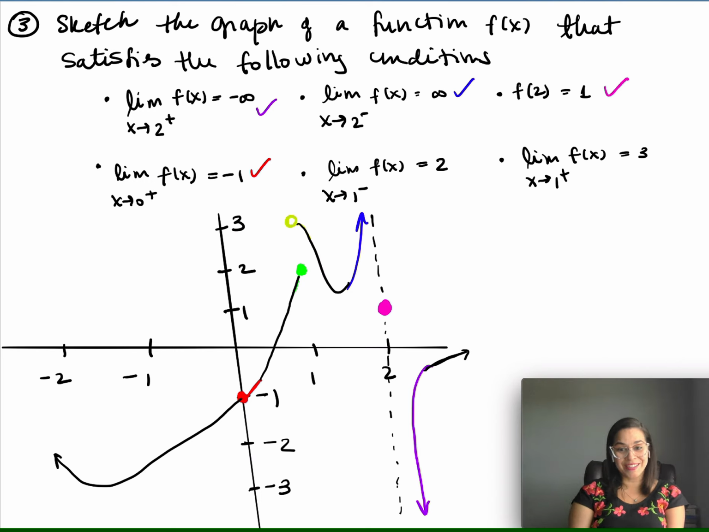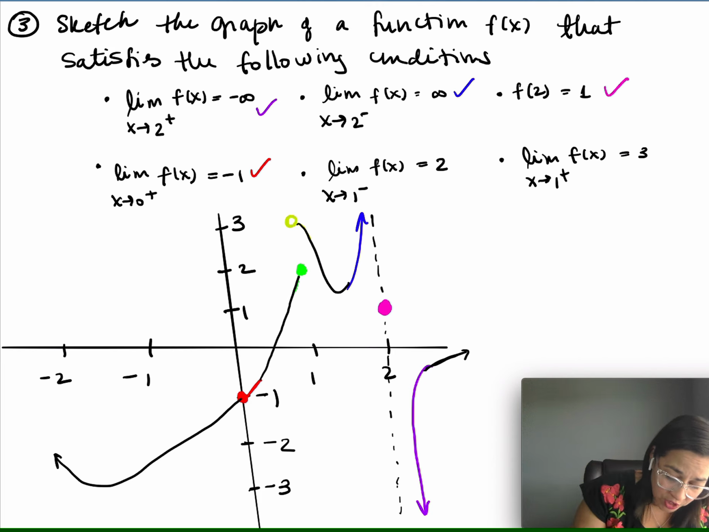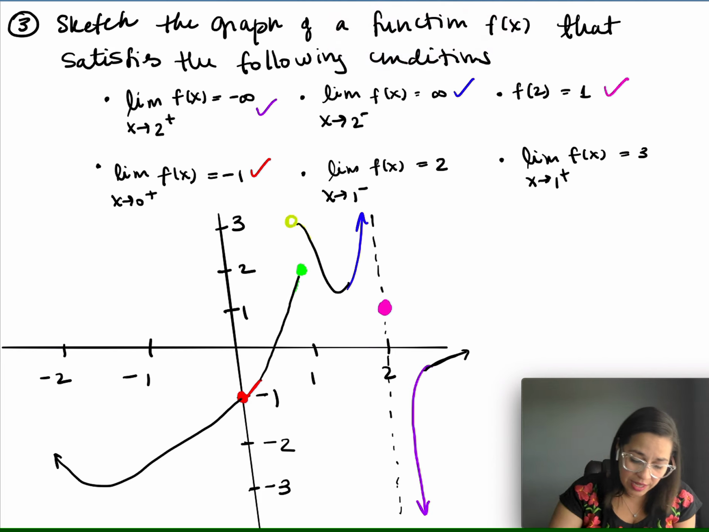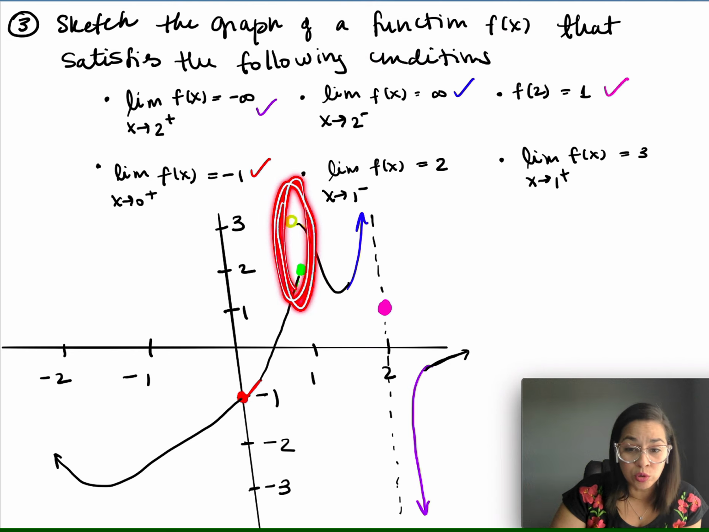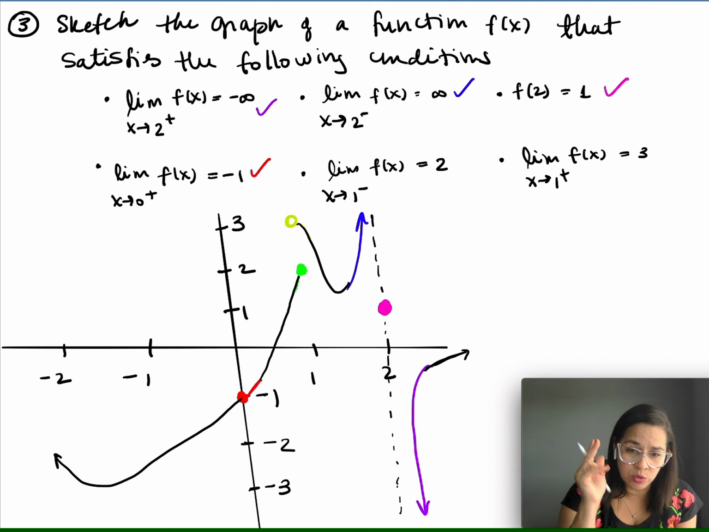It was one ugly graph. But you get it, right? As long as you satisfy the conditions, it's fine, okay? It is also a function, so it has to satisfy the vertical line test. That's why you're not allowed to have 2 closed dots, okay? You can have 2 open ones, or 1 closed and 1 open. You cannot have 2 closed dots.